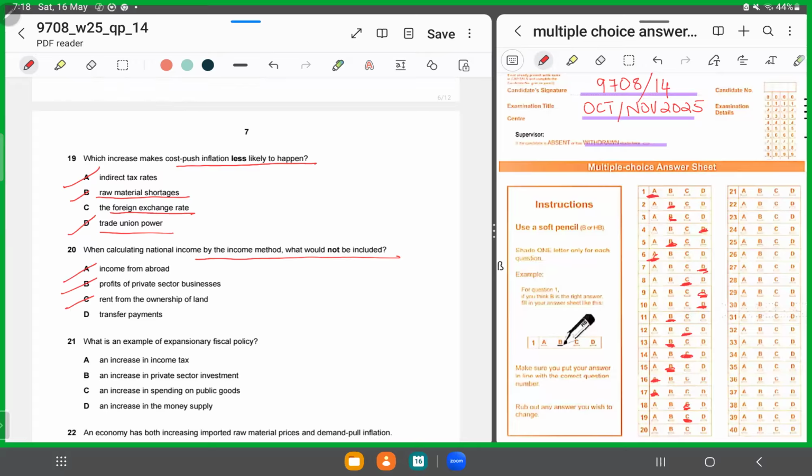So A, B, and C are all included. It's D which is not included. So we'll shade in D as the correct answer, because they're asking what is not included.